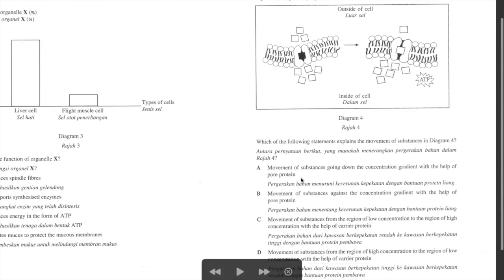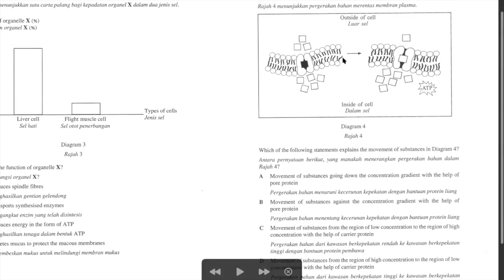Question number four. As you can see here, this is the movement of substance across the plasma membrane using ATP. Since it uses ATP energy, we can directly know that it is active transport. And then it uses carrier protein. Remember, in active transport, it will only use carrier protein, because carrier protein needs energy from ATP to change its shape.